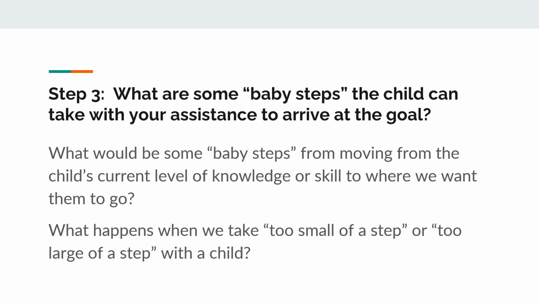And then just to pose a question, what happens when we take too small of a step or too large of a step? This is where the zone of proximal development is very important because too small of a step equals boring. A child would be bored if we go too slow, too simple, but if we go too large of a step, that's not going to be good for the child either because then they're going to be frustrated and they may give up trying. So we need to find something that is just a little more difficult than where they're at right now and take them during that step.